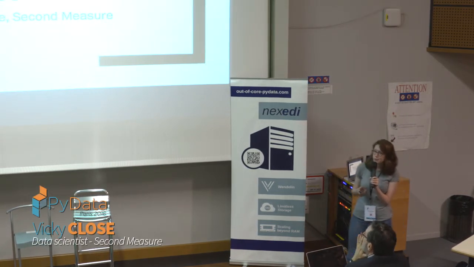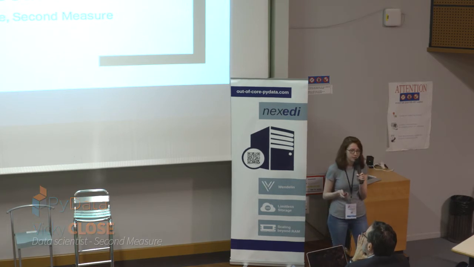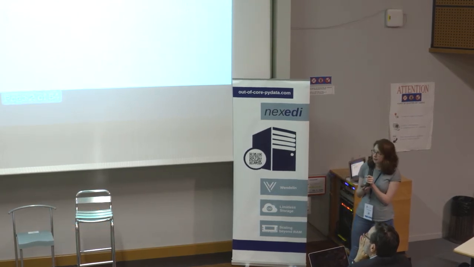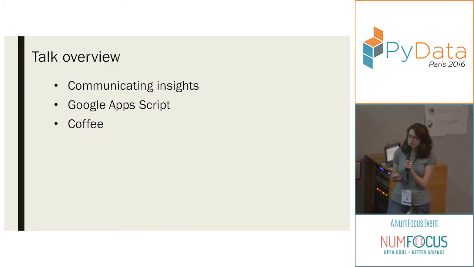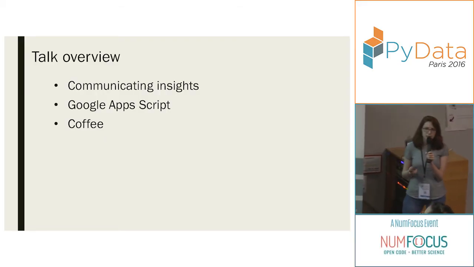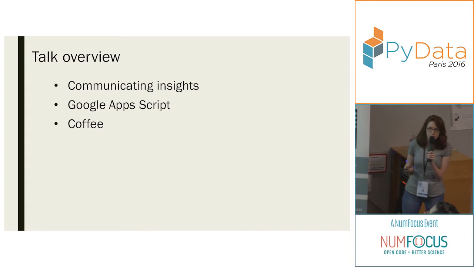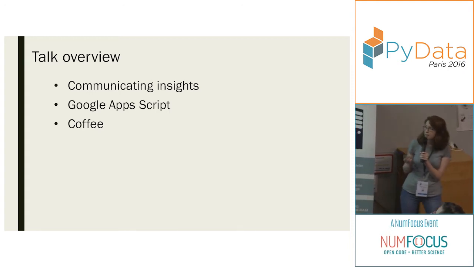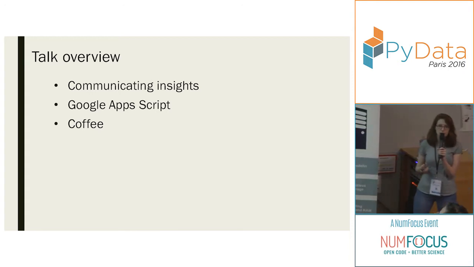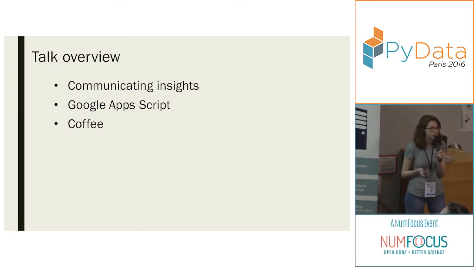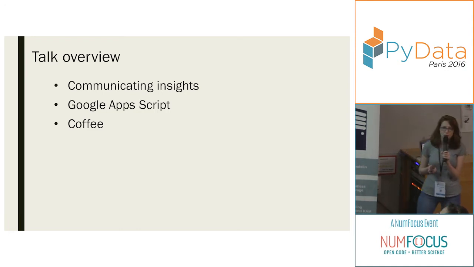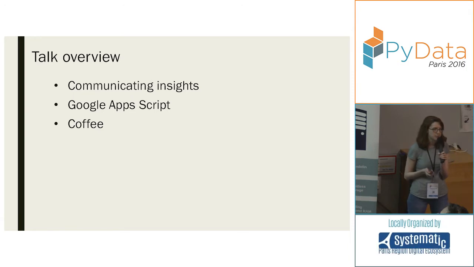I'm going to talk about automating the process of writing reports. So I'm going to talk about three things today. Firstly, communicating insights and writing reports, storytelling. I'm also going to talk about Google Apps Script and the Google Drive API and various other Google APIs. And then I'm also going to talk about coffee. So I'm hoping that there's going to be something here for everyone.